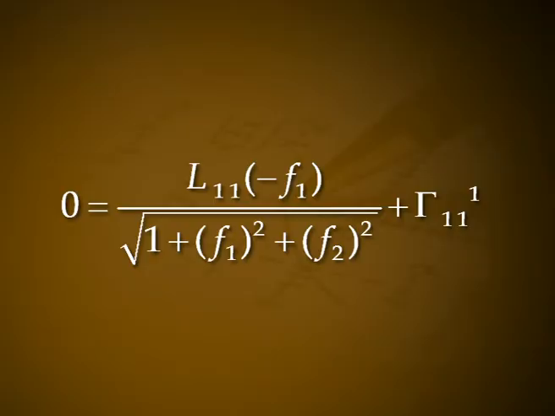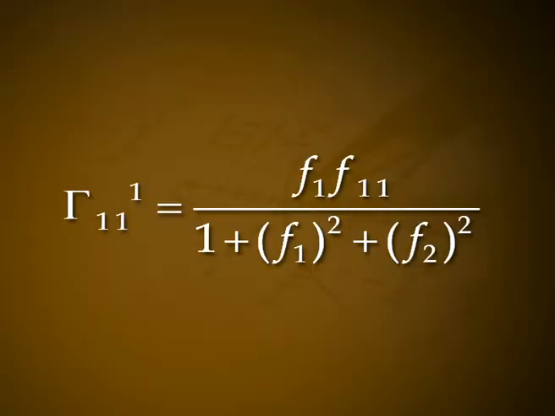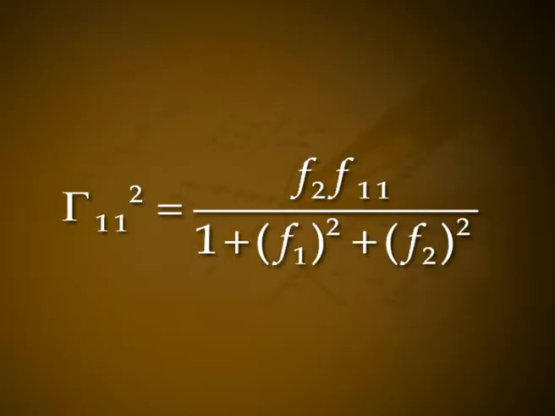Considering the first coordinate of x11, we note 0 is equal to L11 times minus f1 by square root of 1 plus f1 square plus f2 square, plus gamma 111. Thus, we obtain gamma 111 is equal to f11 by 1 plus f1 square plus f2 square. A similar calculation yields gamma 112 is equal to f11 by 1 plus f1 square plus f2 square.